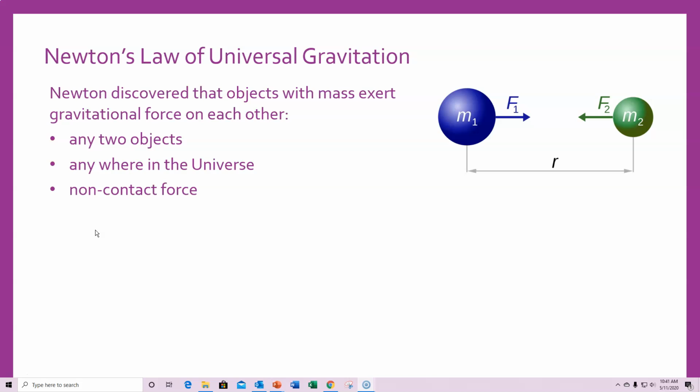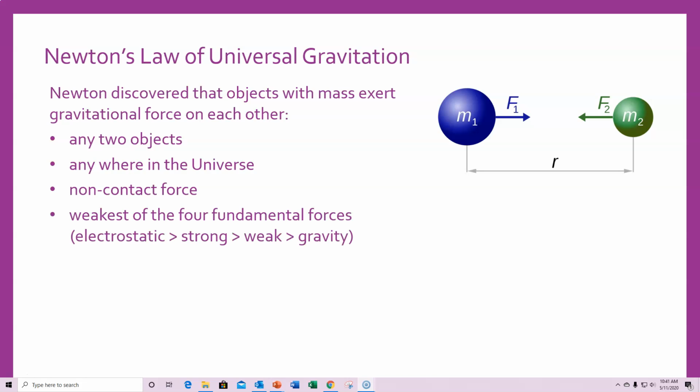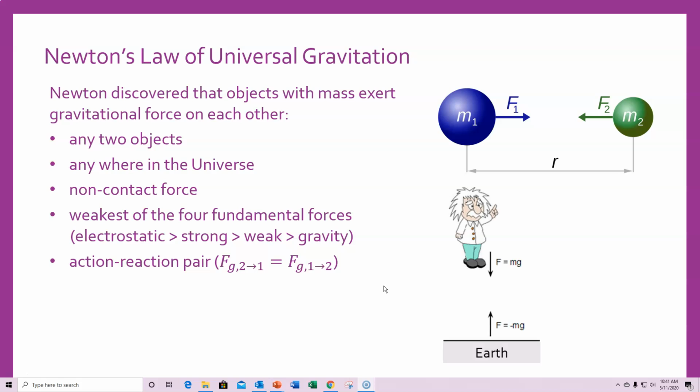Gravity is a non-contact force. It's the weakest of the four fundamental forces, with electrostatic being the strongest. And it's an action-reaction pair, which means the force of mass 2 acting on mass 1 is just as strong as the force of mass 1 acting on mass 2.